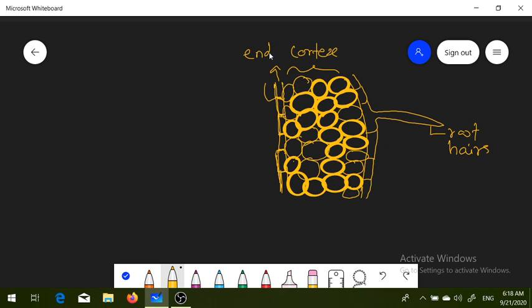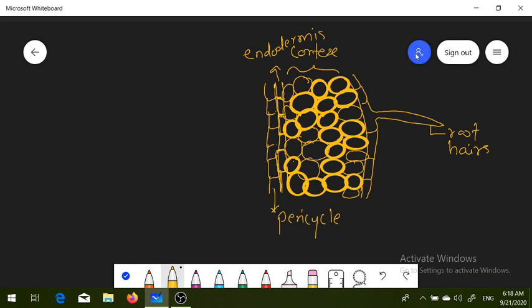It is the endodermis. Then the next layer is known as the pericycle, which is a single layer. Okay. So what is the structure?